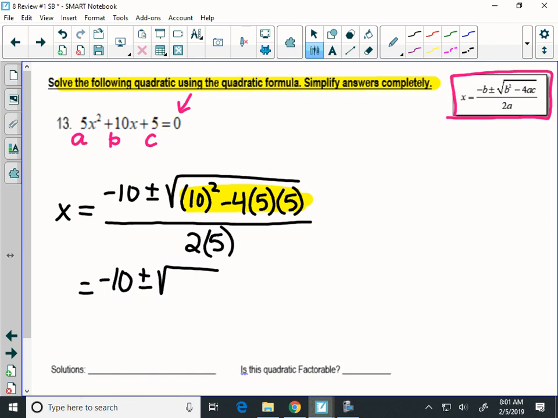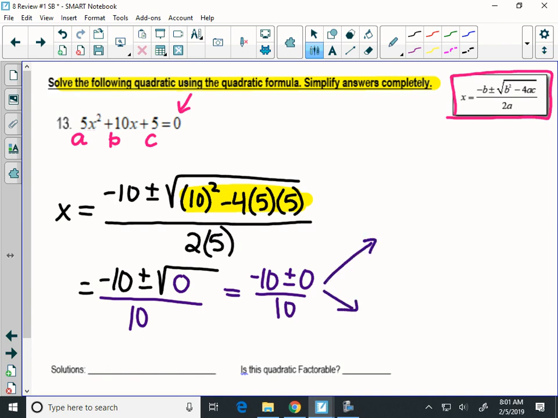So we have negative 10 plus or minus the square root of 0 all over 2 times 5, which is 10. Now, the square root of 0 is 0. So I have negative 10 plus or minus 0 over 10. Now, normally, and I'll write this out the long way, if I get rid of the radical, I need to get 2 answers. Here I have negative 10 plus 0 over 10, and negative 10 plus 0 is negative 10 over 10 is negative 1.